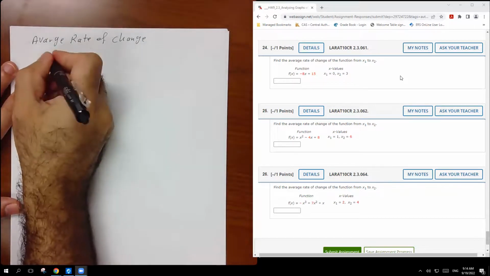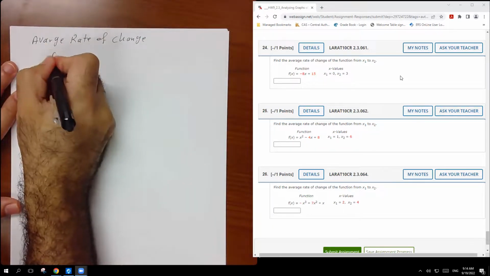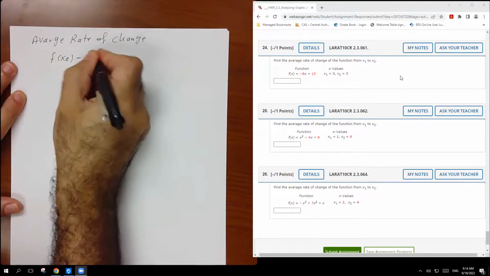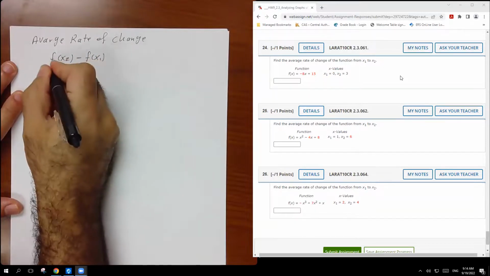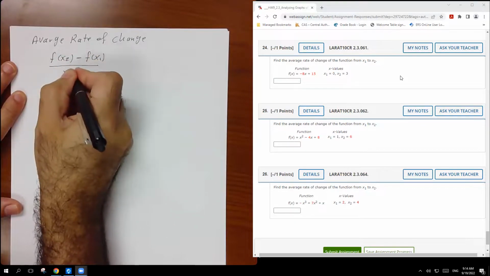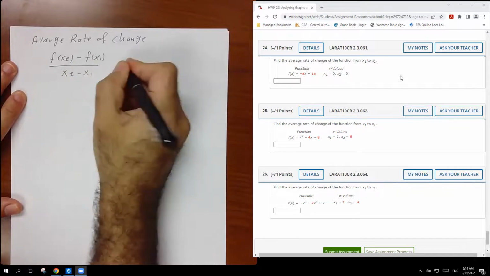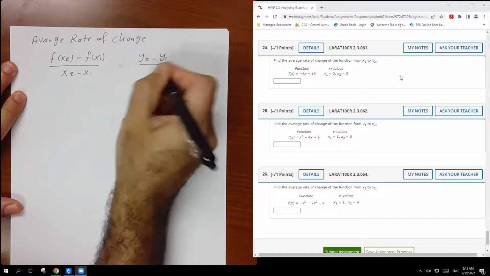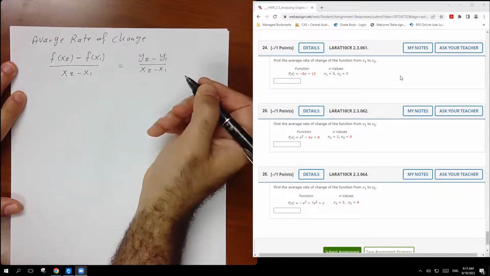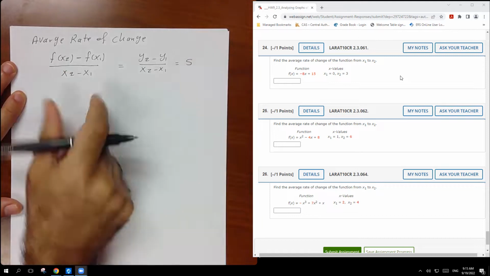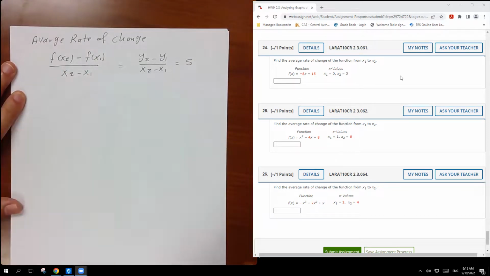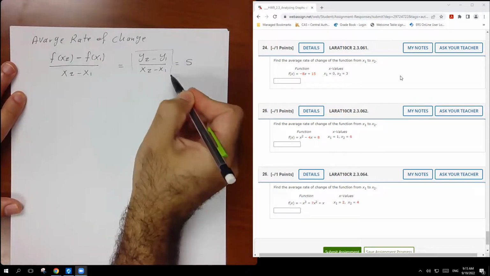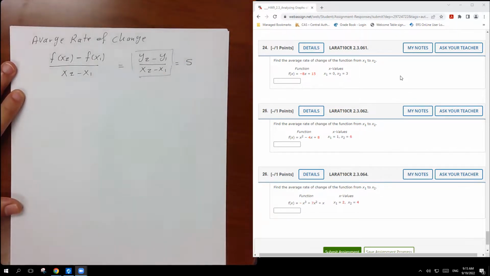It's f, which is the same thing, the slope: f of x2, that means y2, minus f of x1, that means y1, over x2 minus x1. This is exactly the same thing, y2 minus y1 over x2 minus x1, and it's going to be the slope. So you can use this formula, it's fine. When they ask you to find the average rate of change, that means you're going to find the slope.